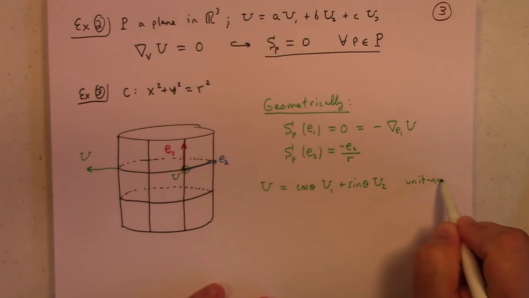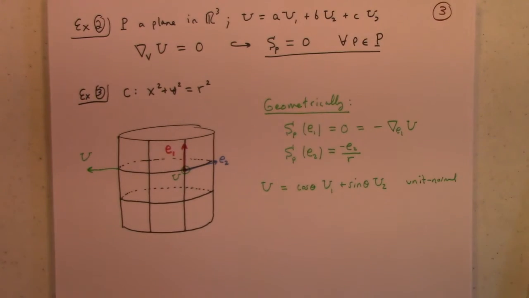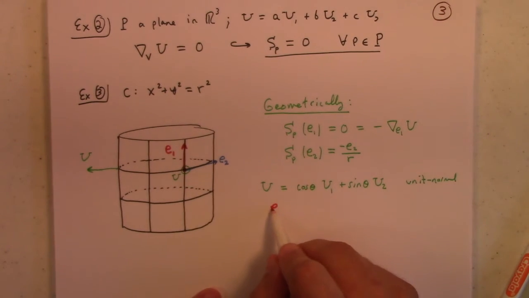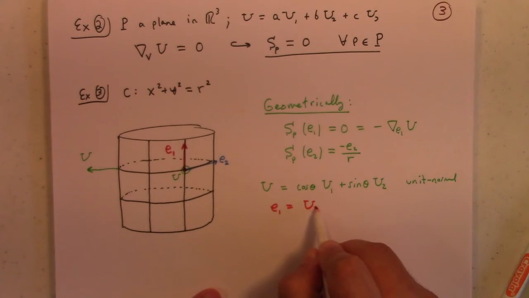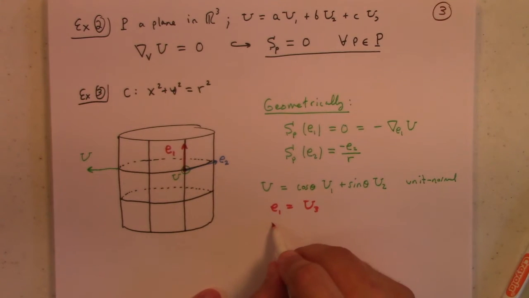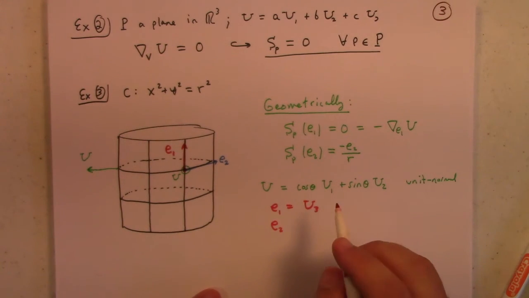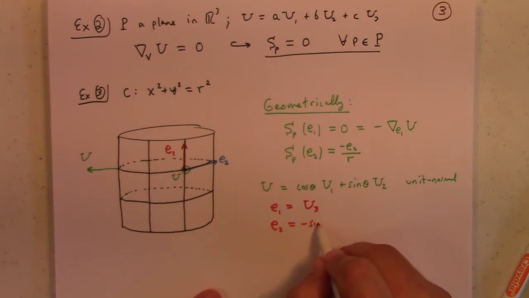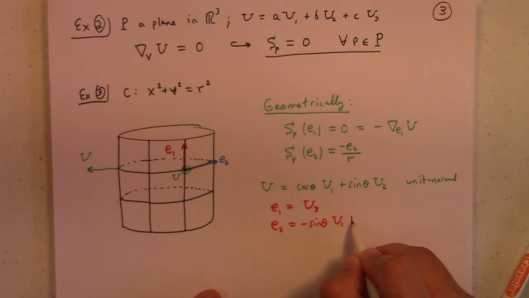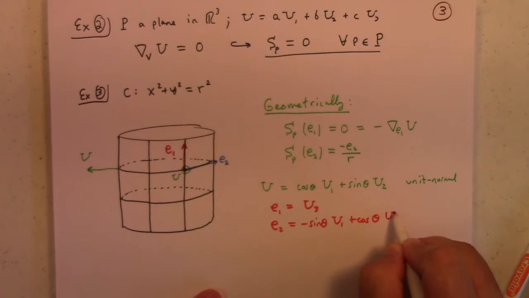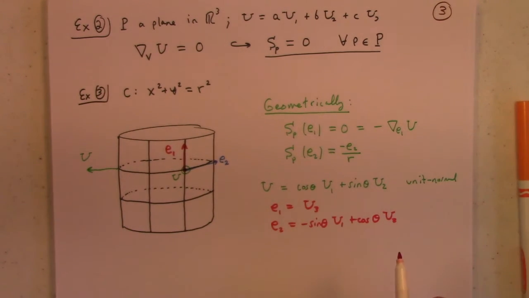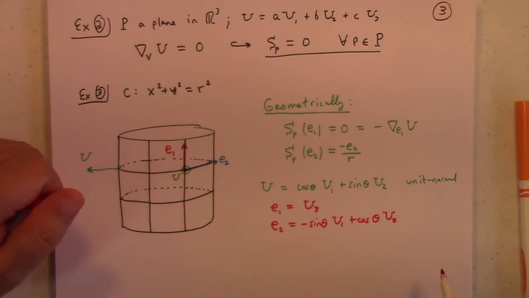And let's see here. What are the formulas for E1 and E2? Again, I'm arguing geometrically here. E1 is just U3. And you're like, well, if you're arguing geometrically, why do you even bother with these calculations? That maybe is a good question. E2 is minus sine theta U1 plus cosine theta U2. You may recognize this as theta hat, right? It's the unit vector in the direction of increasing standard angle.